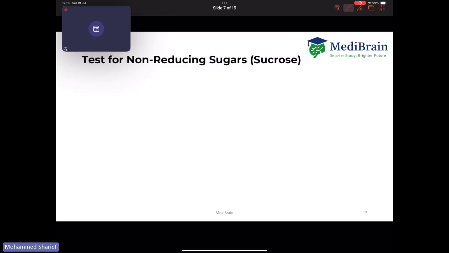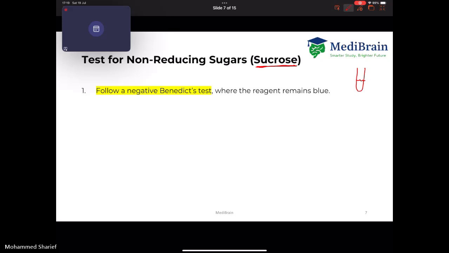Test for non-reducing sugars, and this is the new A-level content. The example that we are going to be using is sucrose because that's the one you need to know for the spec. First of all, you have to obtain a negative Benedict's test where the reagent remains blue. For example, we're going to have our test tube with our sample dissolved in the test tube. We're going to carry out a normal Benedict's test.